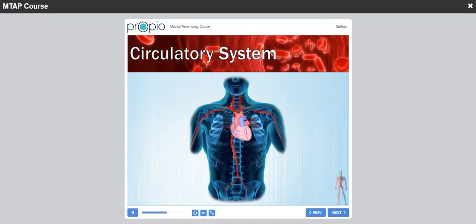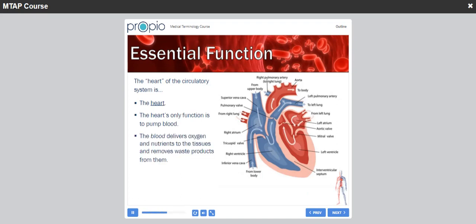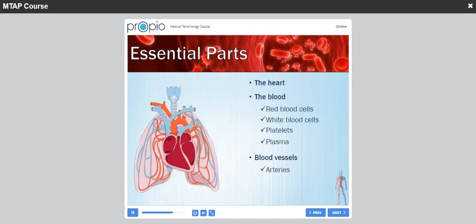Circulatory system. The heart of the circulatory system is, the heart. The heart's only function is to pump blood. The blood delivers oxygen and nutrients to the tissues and removes waste products from them. The essential parts of the cardiovascular system include the heart, the blood that consists of red blood cells, white blood cells, platelets, and plasma. Blood vessels that could be arteries, veins, or capillaries.